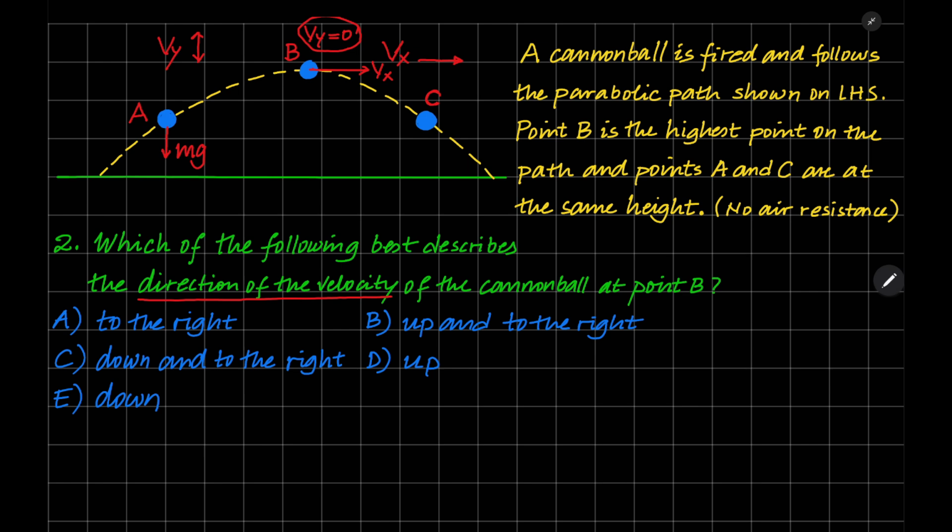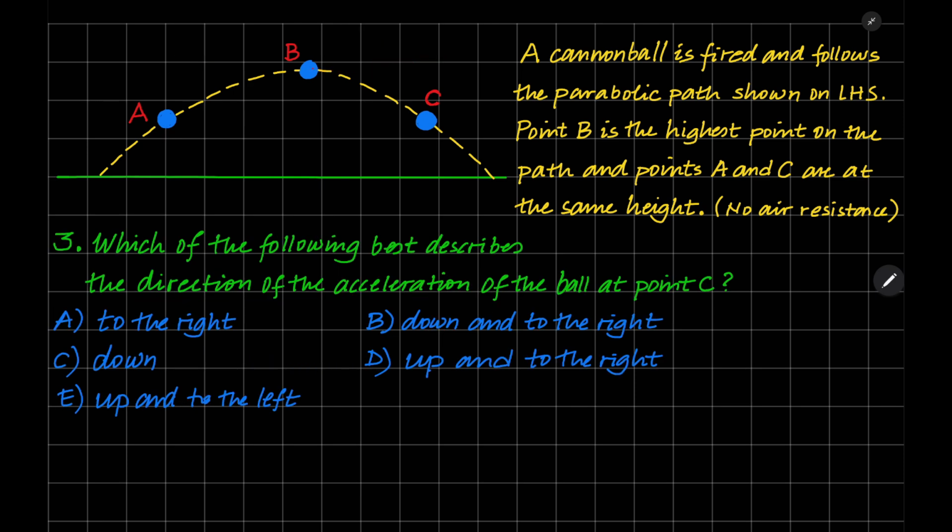Choice A, to the right, this is true. Choice B, up and to the right, this is false. C, down and to the right, is false. D, up, false. E, down, false. So choice A is true. To the right. And the next question.